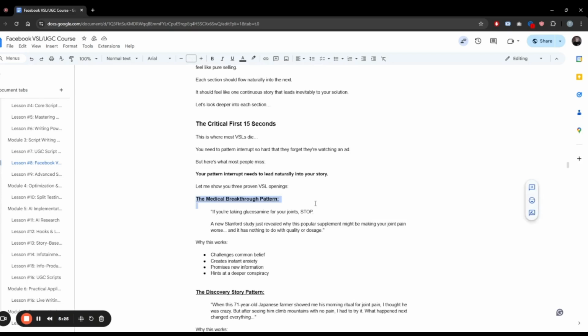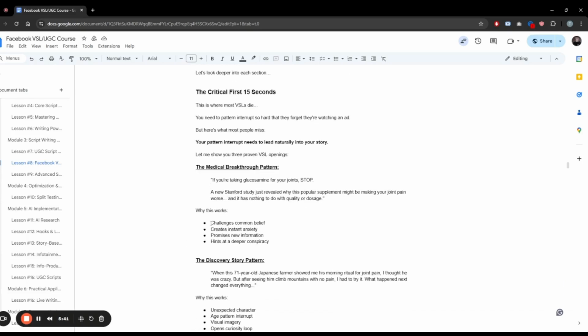So you can have the medical breakthrough pattern. If you're taking glucosamine for your joints, stop. A new Stanford study just revealed why this popular supplement might be making your joint pain worse, and it has nothing to do with quality or dosage. The reason why it works is because it challenges a common belief, it creates instant anxiety, it promises new information, and it hints at a deeper conspiracy.